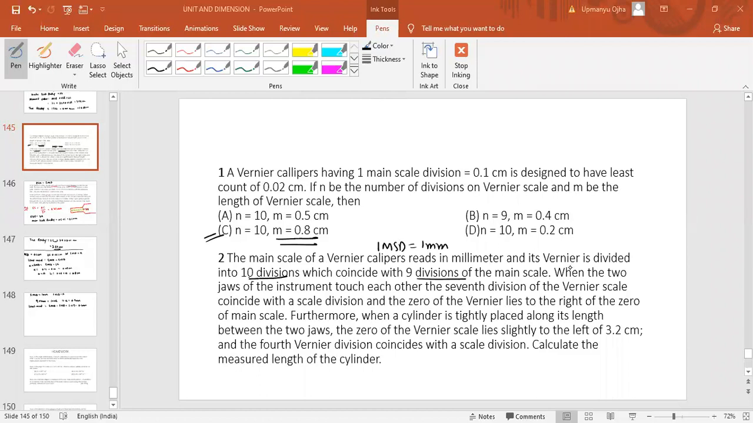So from this first statement I got the least count. Now the second statement, read. When the two jaws of the instrument touch each other, the seventh division of the vernier scale coincides with a main scale division, and zero of the vernier scale lies to the right of zero of the main scale.